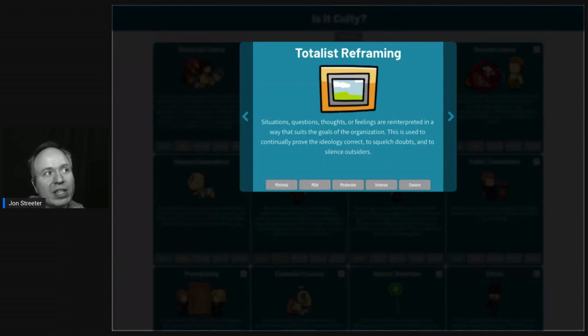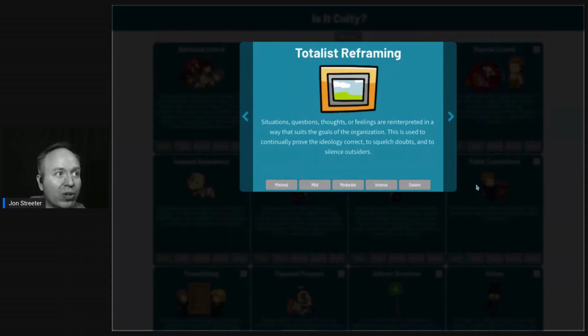Totalist reframing. Situations, questions, thoughts, or feelings are reinterpreted in a way that suits the goals of the organization. This is used to continually prove the ideology correct or squelch doubts and silence outsiders. So you have to look at anything in life through the lens of community theater and the philosophy that the director brings or the teachings that they have. Oh, like that thing again where it's, oh, you feel this. That means we're interpreting your positive feelings as, this must mean this is the best thing ever. Yeah, that's one example, but it could apply to everything in life. And if a group doesn't have a totalist frame where they believe that their teachings apply to everything in life, then generally they don't have a need to reframe everything according to their own beliefs.